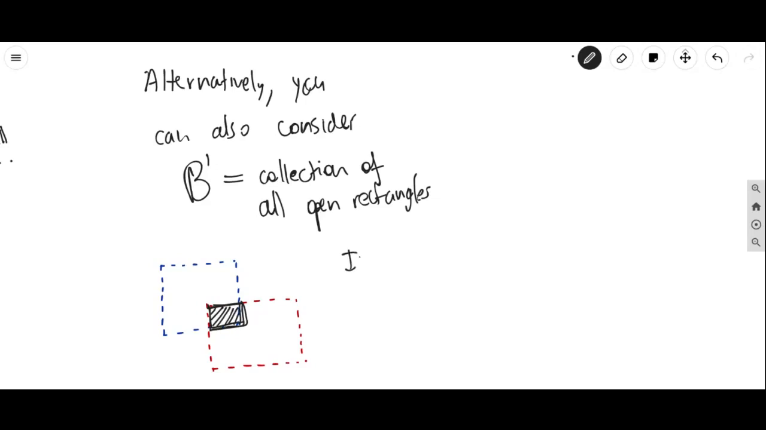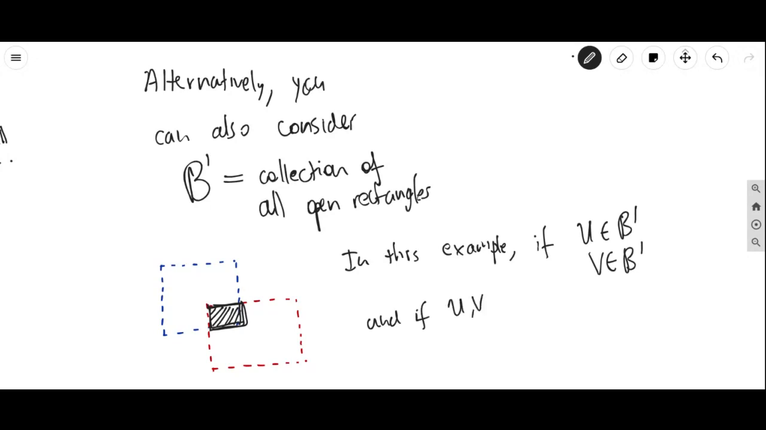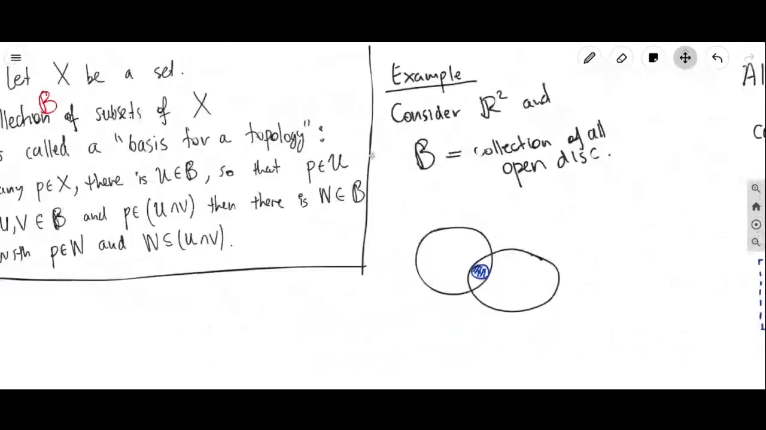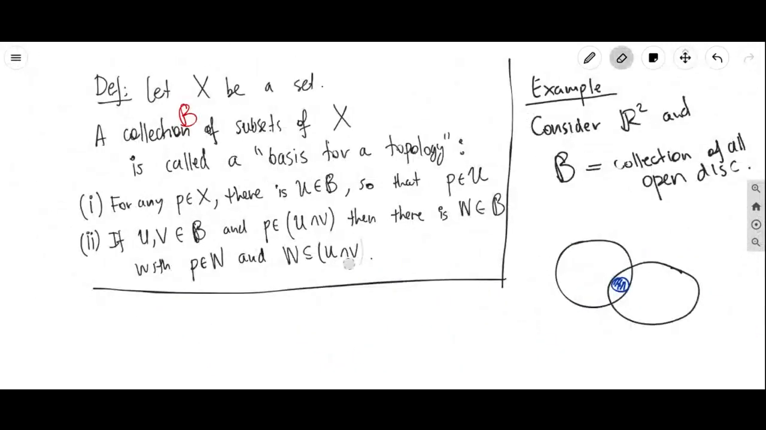So what makes this interesting? In this example, if U is in B prime and V is in B prime, and if U and V intersect, then their intersection is also in B prime. So if two open rectangles happen to intersect, then their intersection is an open rectangle, so by definition, it's part of B prime. You see, it's not a requirement that the intersection has to belong to B, but it could. Like in that example, it could.